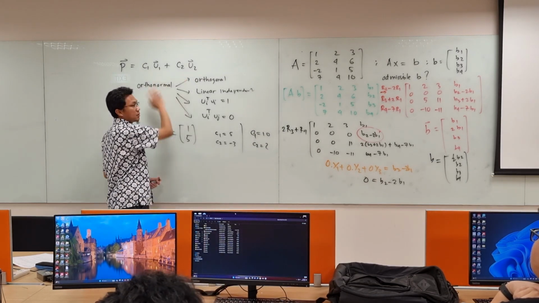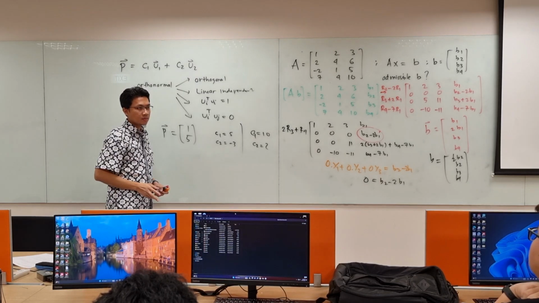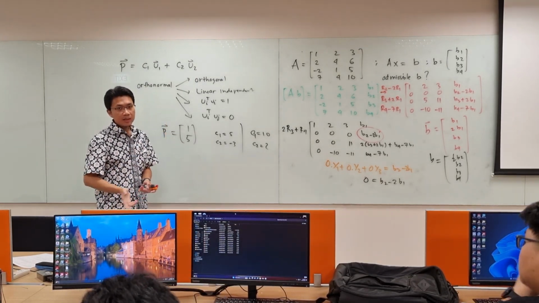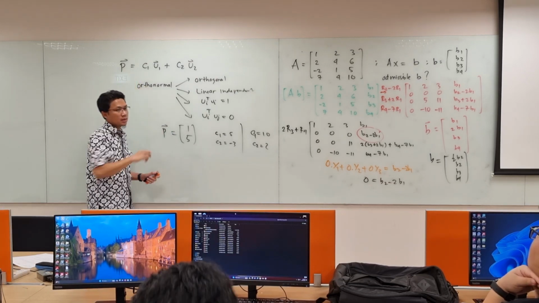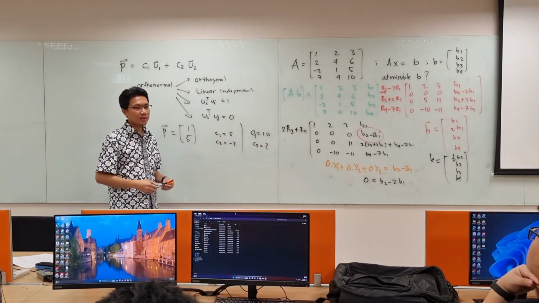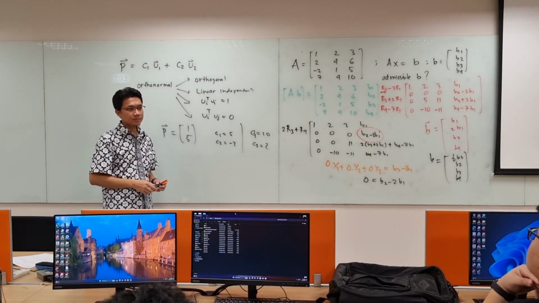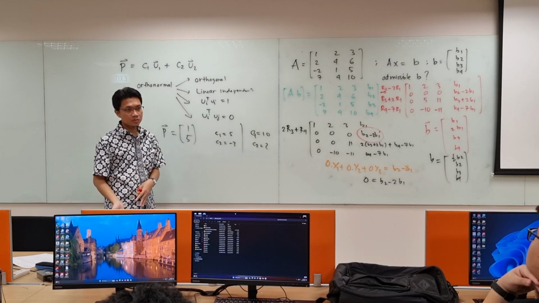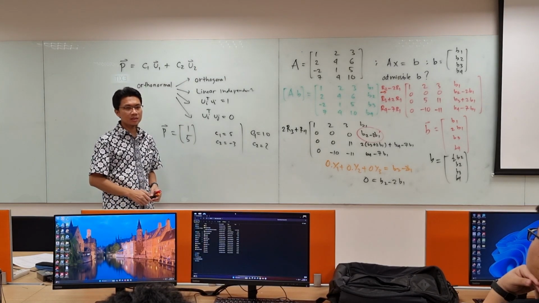Yep, this one forms the basis for R2. Because U1, U2 form a basis for R2, you can get any vector P uniquely using the linear combination. That means this linear combination spans R2. Okay, that's the requirement.